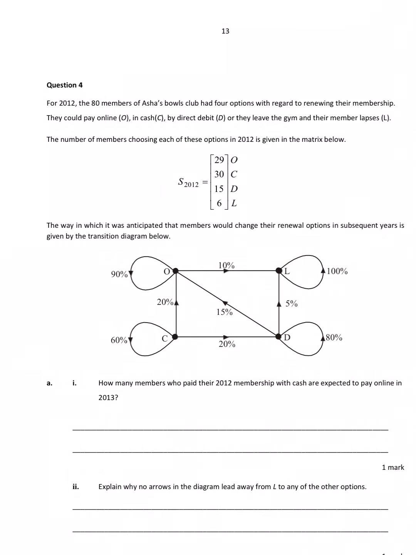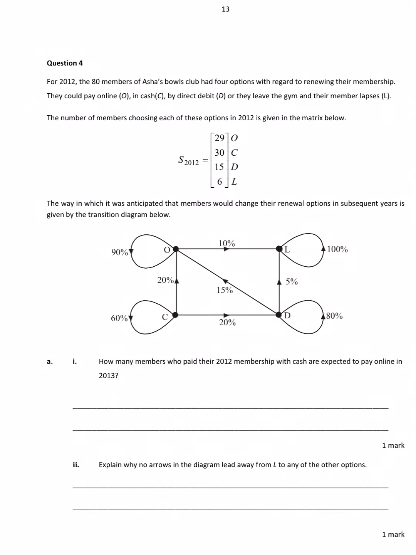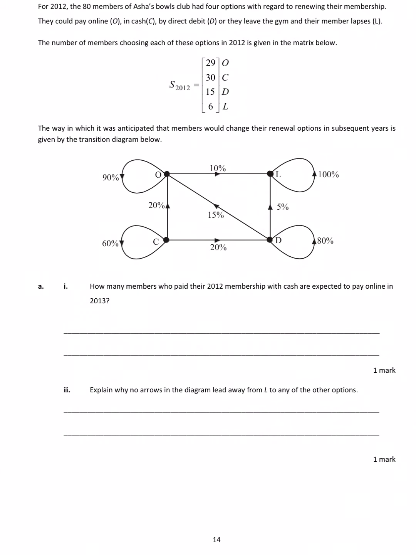For 2012, the 80 members of Ash's Bowls Club had 4 options with regard to renewing their membership. They could pay online, in cash, by direct debit, or leave the gym, and their membership lapses. The number of members choosing each of these options in 2012 is given by the matrix. So we've got the matrix there showing what people are choosing with their payment methods for the gym. The way in which it was anticipated that members would change their renewal options in subsequent years is given by the transition diagram below.